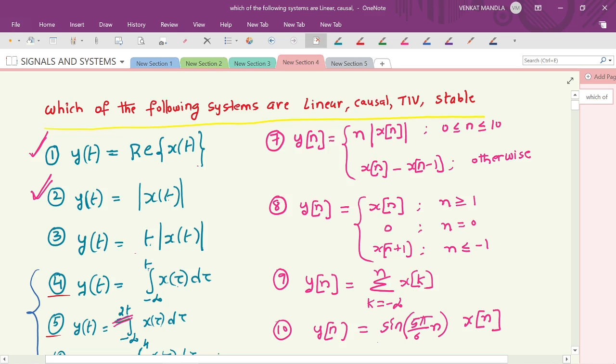Seventh one. y(n) equals n times mod x(n). You can check the linearity condition easily from the second and third problems. Mod is there, right? If any operation on x is there, then it is a nonlinear system. Here mod x(n) is there. It is a nonlinear system.